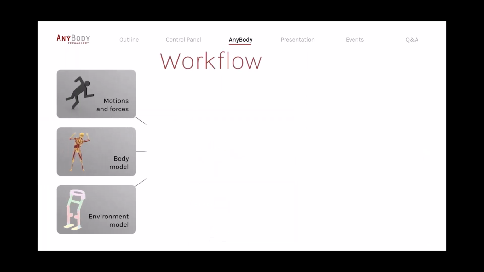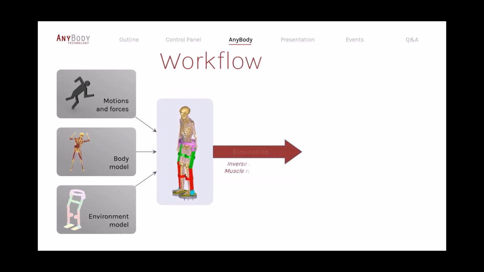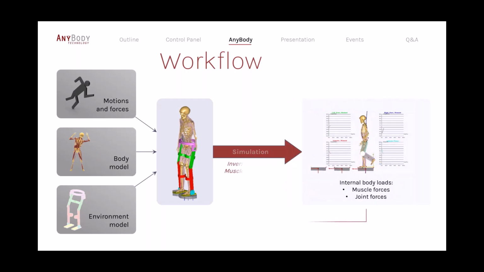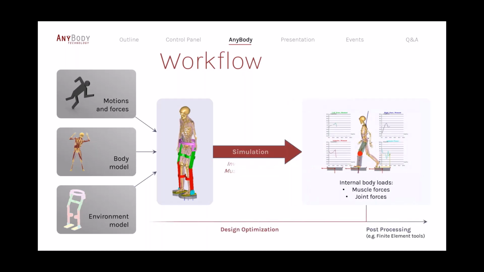Just to give you an idea of the typical workflow in Anybody, it could look something like this. You provide the recorded motion data as input, and then you can use the body models which you or others have built. Then you can provide some kind of environment, which could be a special type of equipment, or for example, an exoskeleton. You can then use Anybody to combine these things and solve the muscle recruitment and run the inverse dynamic simulation.